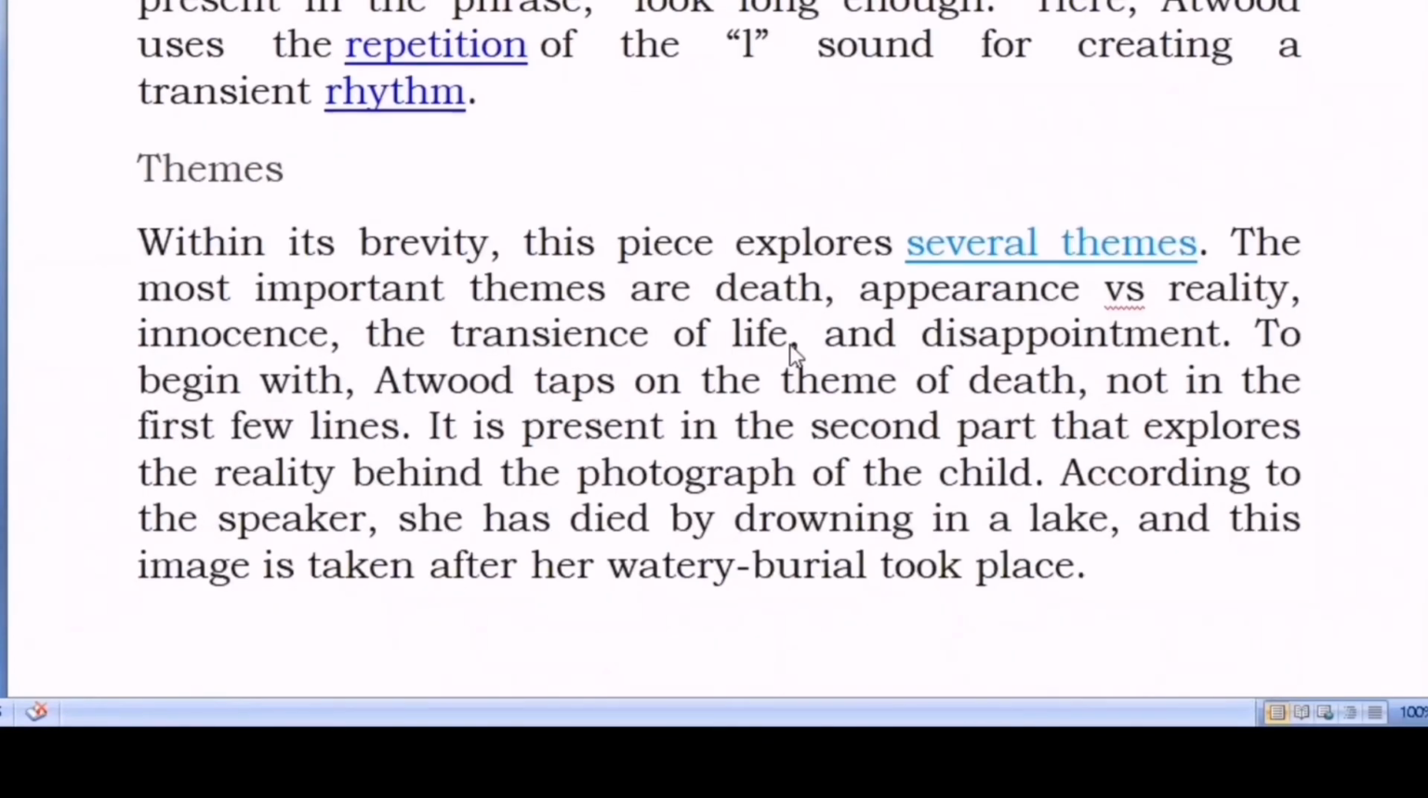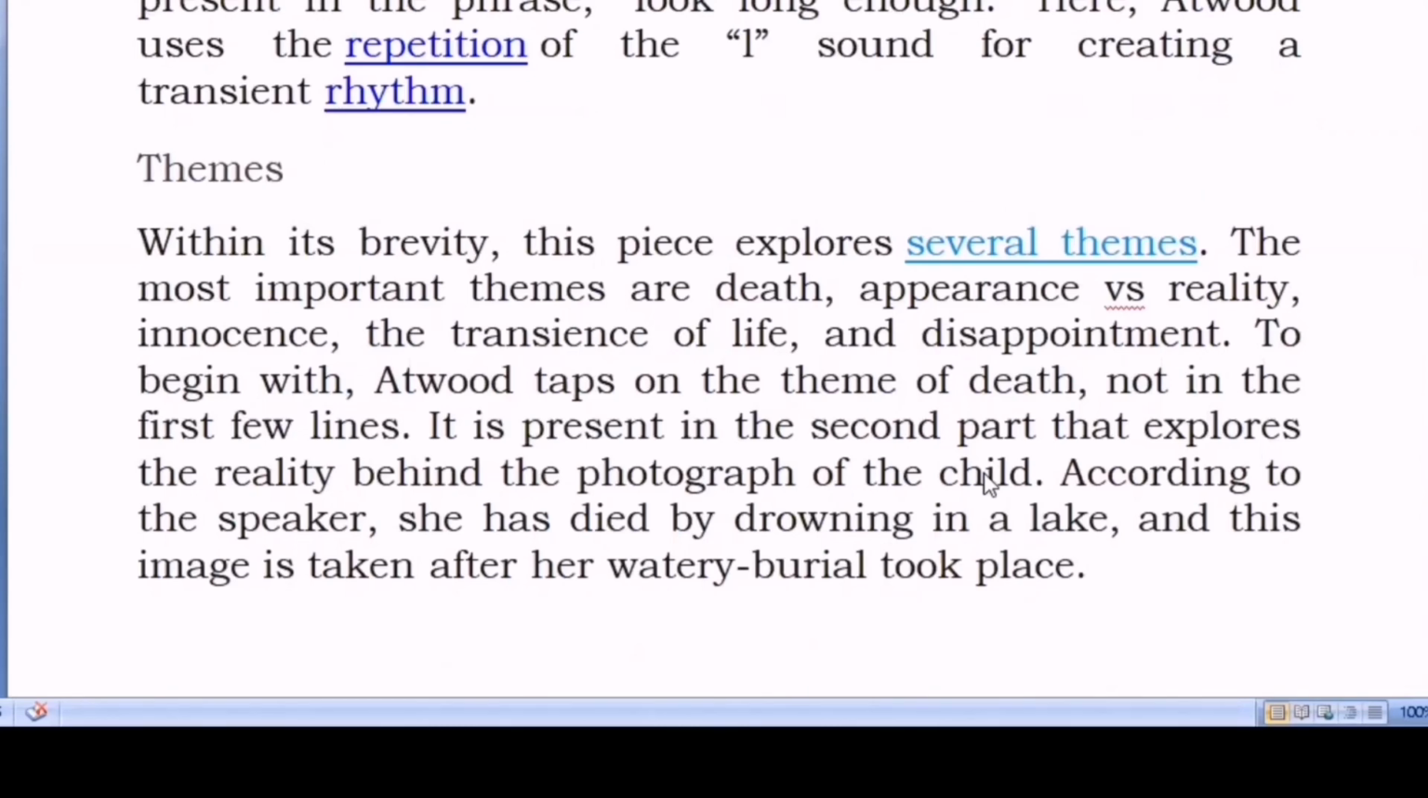And the theme: within its brevity, the piece explores several themes. The most important themes are death, appearance versus reality, innocence, the transience of life, and disappointment. So you can expect a question on the theme, as it has several themes: death, appearance versus reality, innocence, the transience of life, and disappointment.